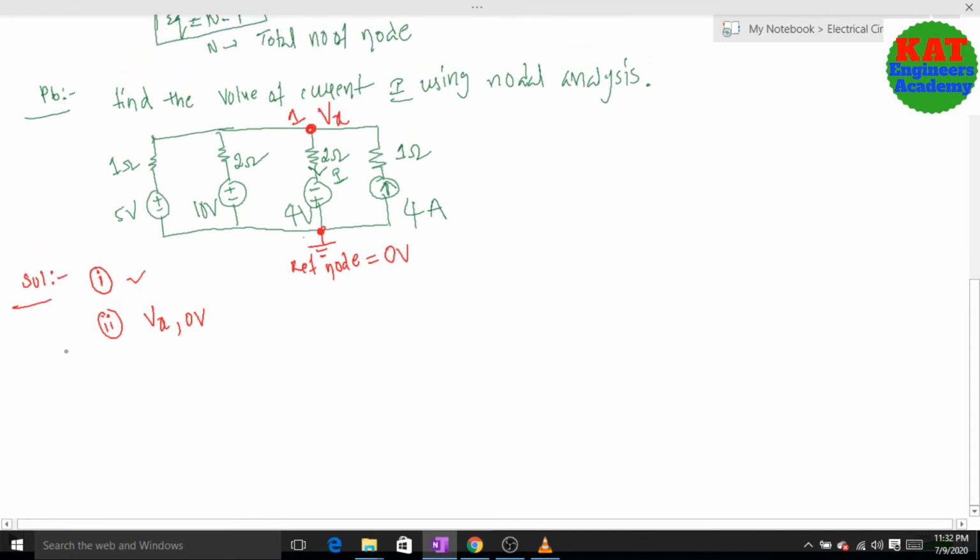Next, third point: you have to write the KCL equations. Before you write the KCL equations, it is very important to listen to how we analyze node analysis. First they will give a simple circuit. In that simple circuit, first identify the number of nodes. Next, assign the voltage variables for non-reference nodes. Clear.